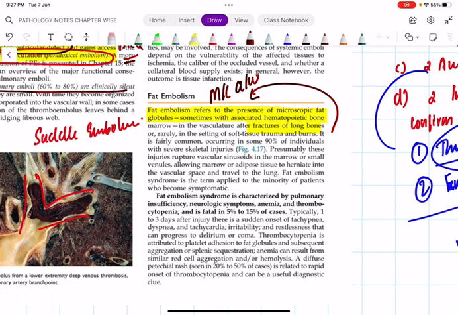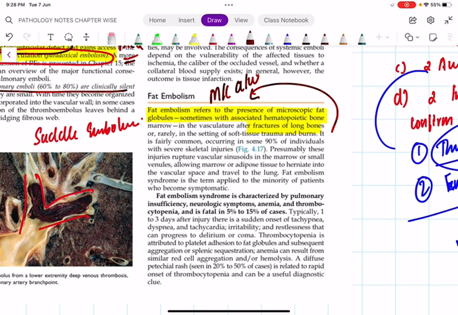But you will ask me, then sir, in such a case, what do I have to write? Whether I have to write about pulmonary embolism or about fat embolism. In such a case, I will tell you, depending upon the clinical case scenario.